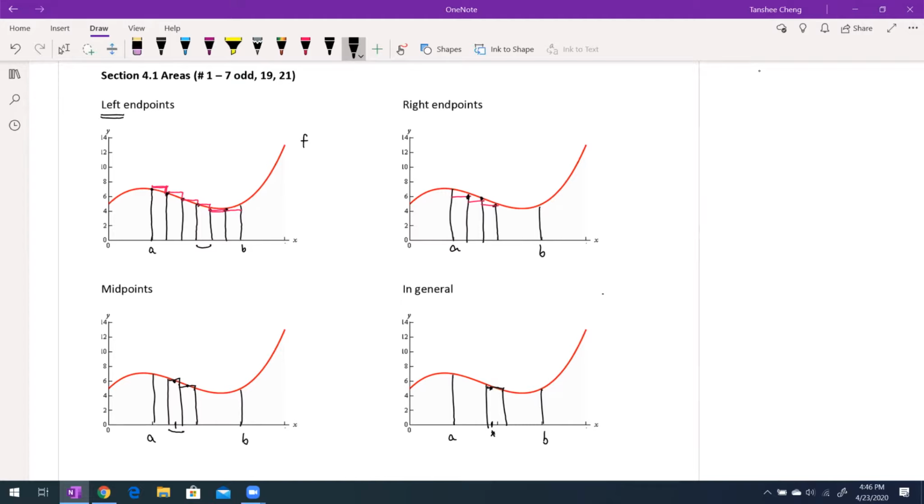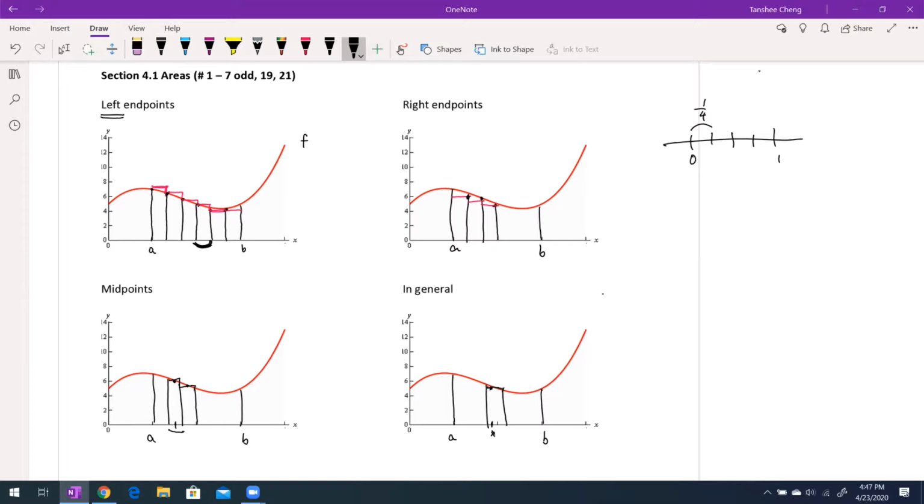First, how do we find out this equal width right here? That will really be dependent on how many rectangles you want to break it down into. For example, if you have 1 unit, 0 to 1, and you want to break it down into 4 equal parts, then each of them will be 1/4. So that really depends on how many subintervals you want to create.